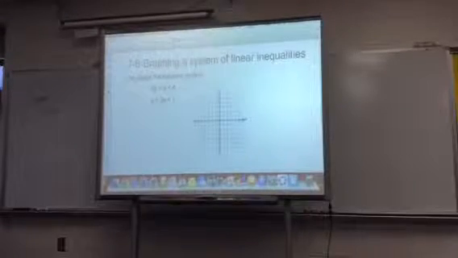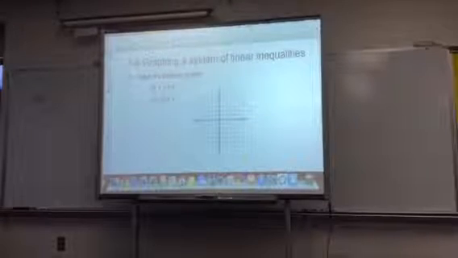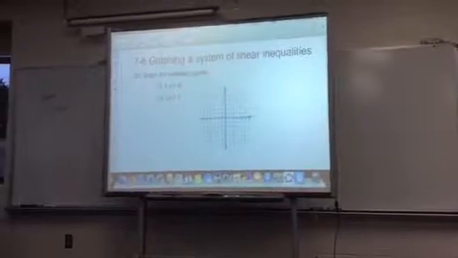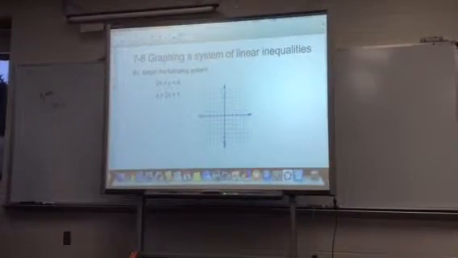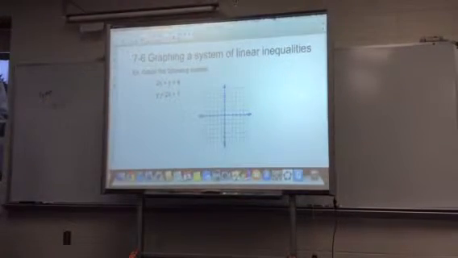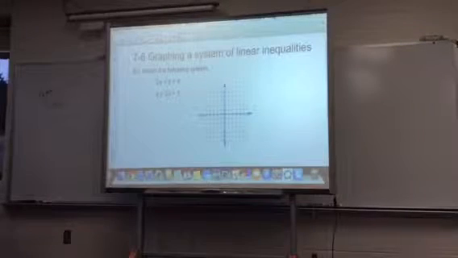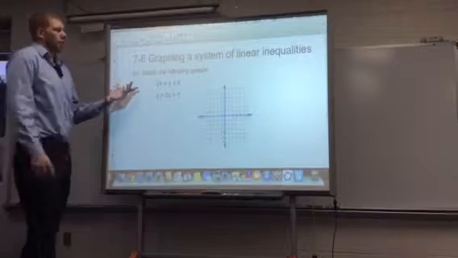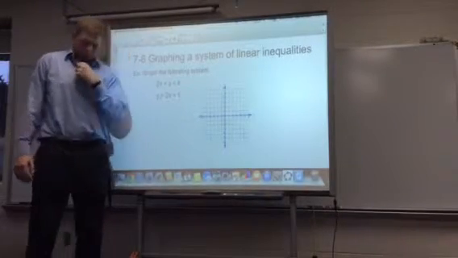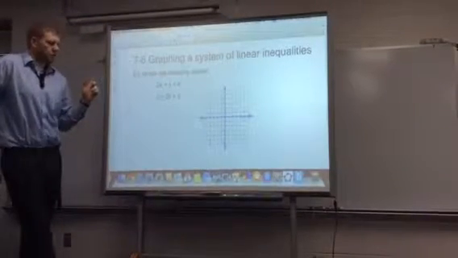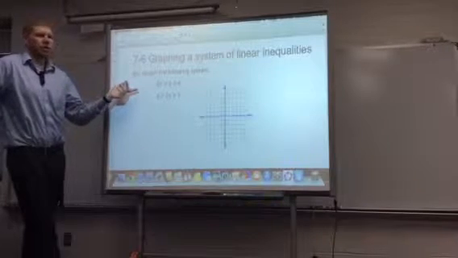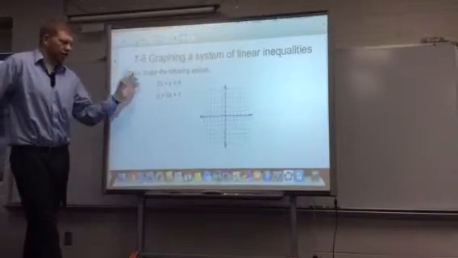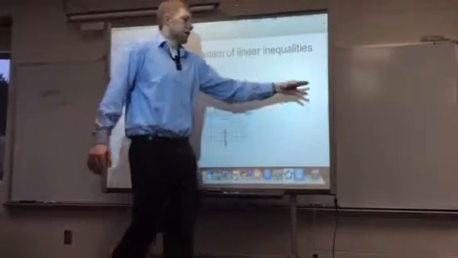I'm graphing one linear inequality, then graphing two on the same graph. And then the solution set is where they overlap. Okay, so graph the following system. And the nice thing when we're doing these is the only way to solve a system of linear inequalities is by graphing. You don't have to do a bunch of algebra with these. All you have to do is graph the inequality like we did yesterday.